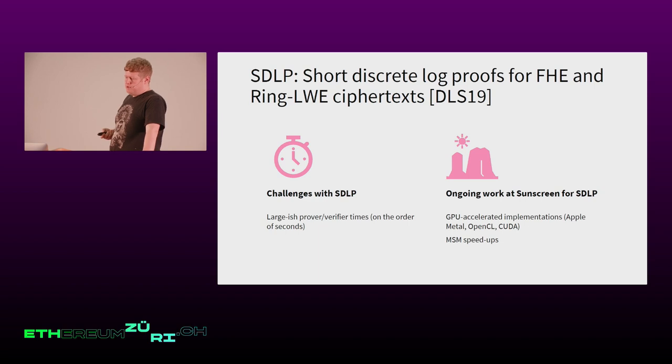So the short discrete log proof has some problems when you implement it. The prover times are okay compared to other things out there. The verifier times are not, and the proof sizes are actually pretty good. They're under 2 kilobytes. So what we're working on currently is, can we accelerate the operations used during verification? So we have scalar inversion, scalar multiplication, and guess what? Multiscalar multiplication. Everyone's trying to speed this up. We're trying to do it on curve25519, though.